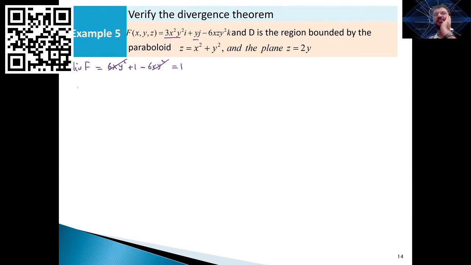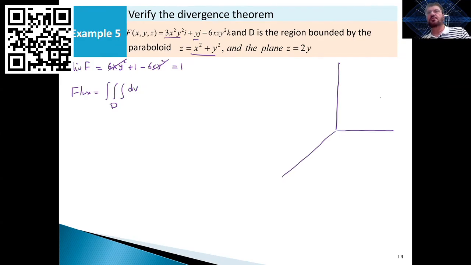So what's the flux equal to now? It's the triple integral of dV over what? Over D. What's D now? It's this paraboloid, guys. So let's graph this one and see what we get. The paraboloid, we know this is the paraboloid that goes up.